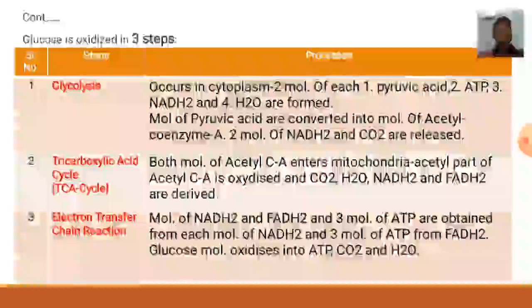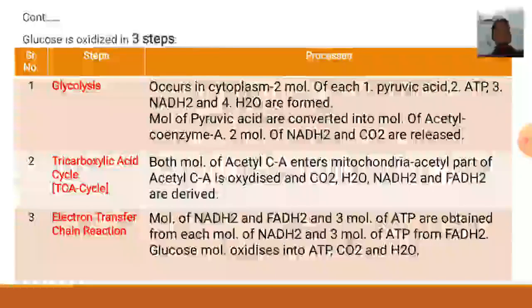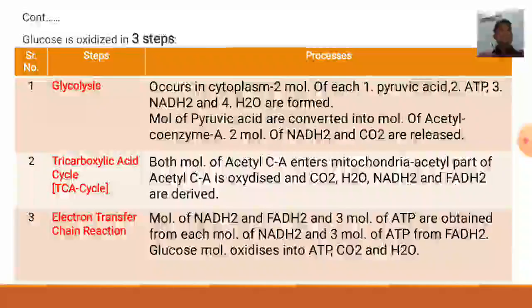First step, the glycolysis process. Glycolysis occurs in the cytoplasm. Two molecules each of pyruvic acid, ATP, NADH2 and water are formed. Molecules of pyruvic acid are converted into molecules of acetyl coenzyme A. Molecules of NADH2 and carbon dioxide are released.